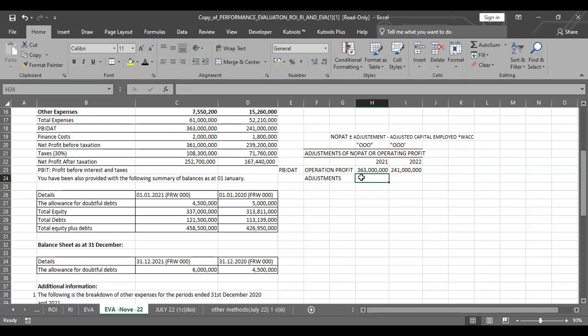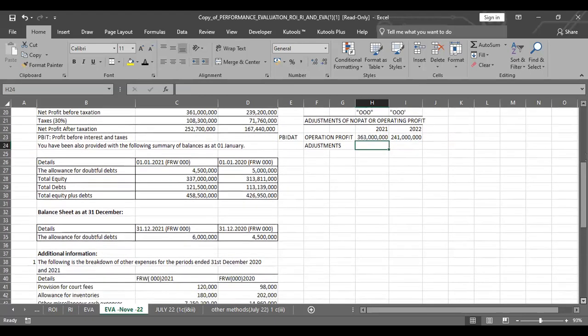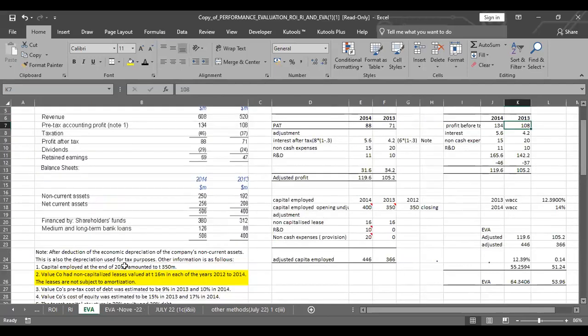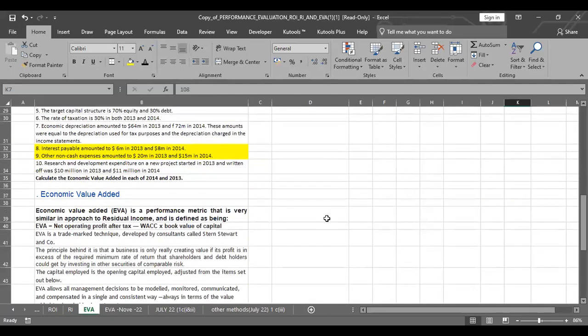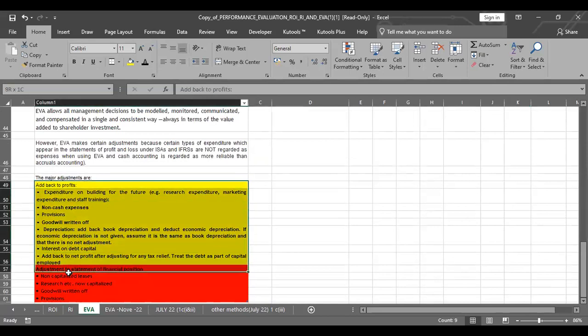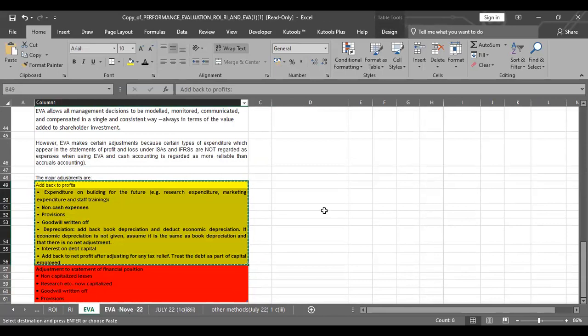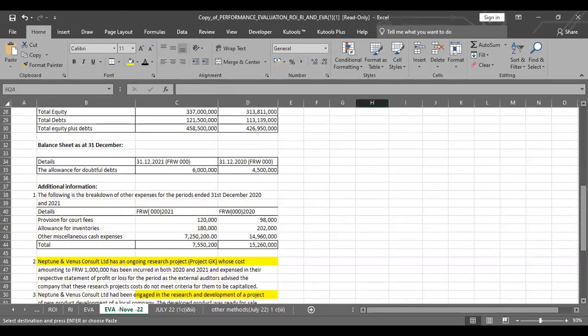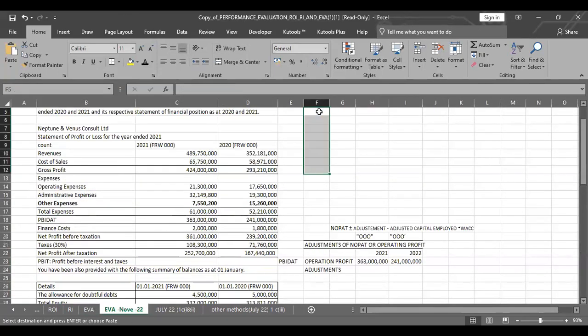Okay, so I was saying I'm going to deal with the research as it is here. If you've forgotten, these are the adjustments we'll do here. Let me bring them here before we go to the details. These are the adjustments that you need to make. I could paste them here.